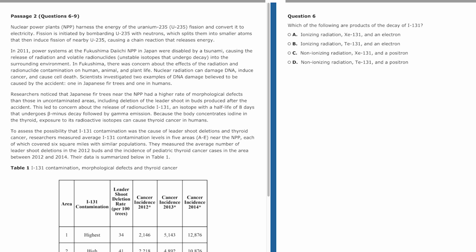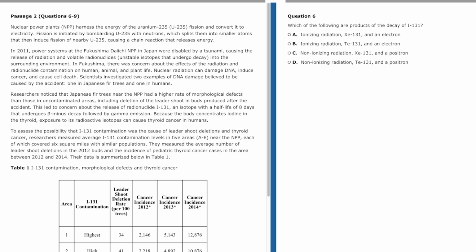So we're talking about fission here. So we're breaking this uranium into smaller units, which is going to release energy. So in 2011, power systems at Fukushima Daiichi NPP in Japan were disabled by a tsunami, causing the release of radiation and volatile radionuclides, unstable isotopes that undergo decay, into the surrounding environment. In Fukushima, there was concern about the effects of the radiation and radionuclide contamination on human, animal, and plant life.